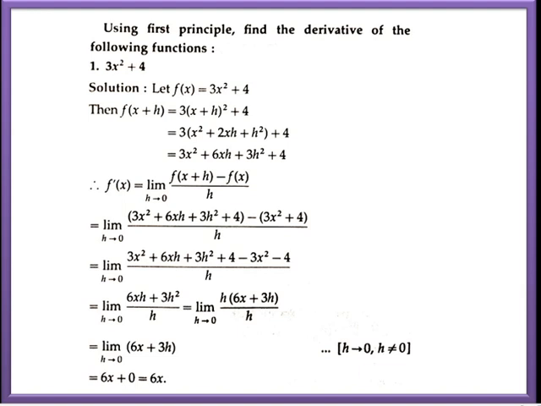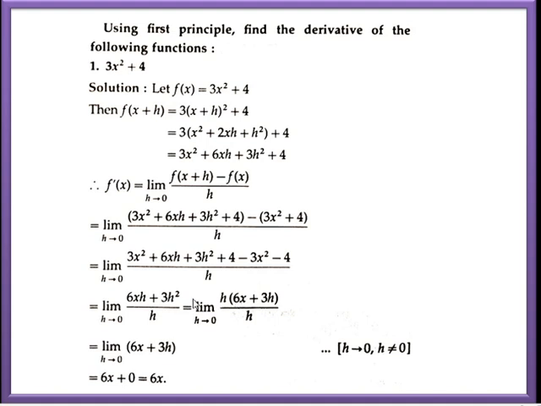Now open the bracket, simplify. You get 3x square plus 6xh plus 3h square plus 4. Substitute the values. You will notice that from the numerator, you can take h common to get 6x plus 3h. Right? Can we cancel h? Yes, h only tends to 0, not equal to 0. So it is limit of 6x plus 3h as h tends to 0.